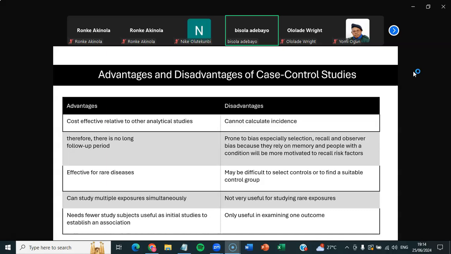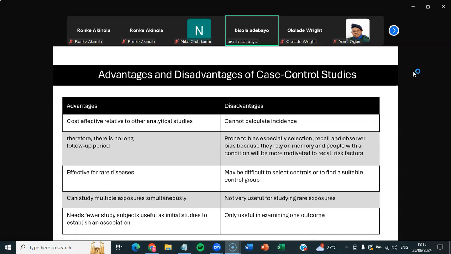So before we move ahead, let's briefly look at the advantages and disadvantages of case control study. So we've already said that it's cost effective relative to other analytical studies, so we don't have a long period of follow-up. It's effective for rare diseases. You can study multiple exposures. You usually need fewer study subjects. So what you can do is increase the ratio of your controls to your cases to make up the study size and ensure that your study is well powered.